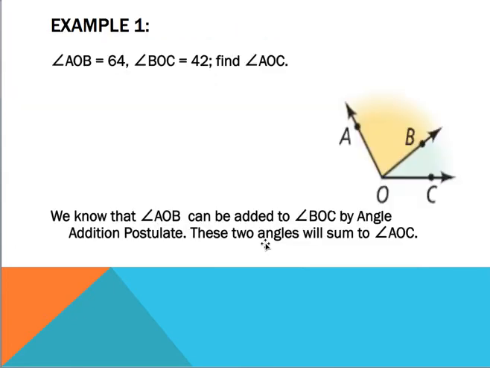Okay, our first example of angle addition postulate. So, like I said, we would be going through some numerical examples so that you would understand what's going on. In this diagram, we've got angle AOC, and we see that ray B is cutting into this angle, and we need to figure out what is that total angle AOC if we know AOB and BOC. So, we know that AOB, which is the yellow angle, measures 64 degrees. We also know that BOC measures 42 degrees.